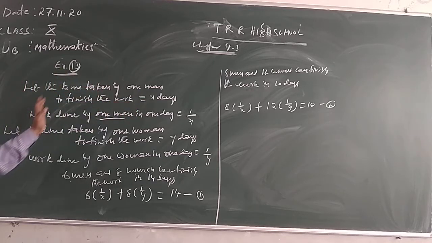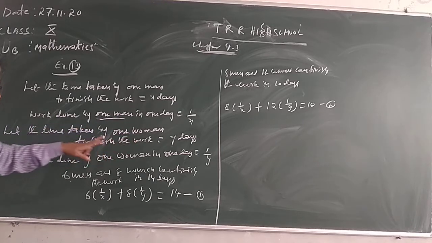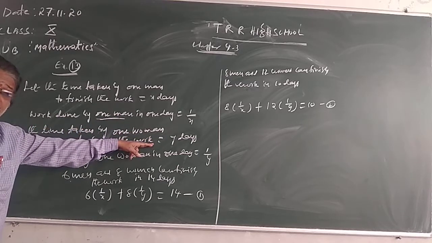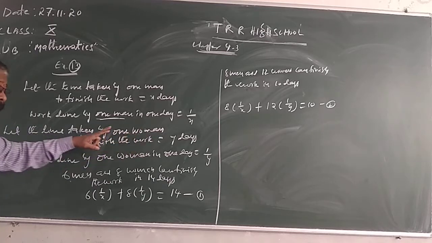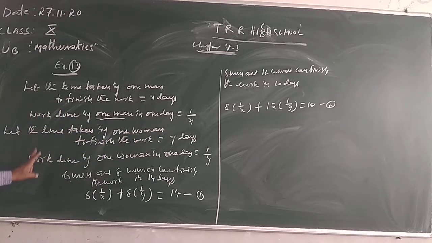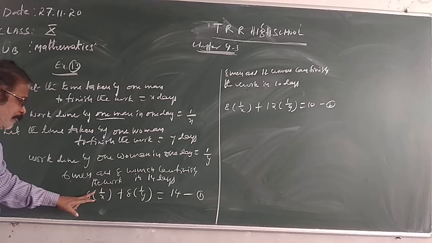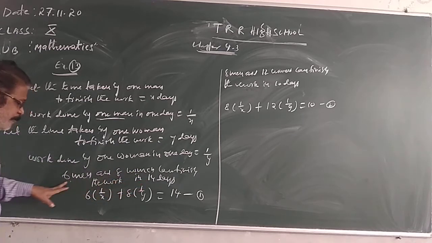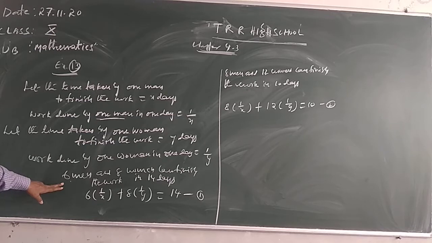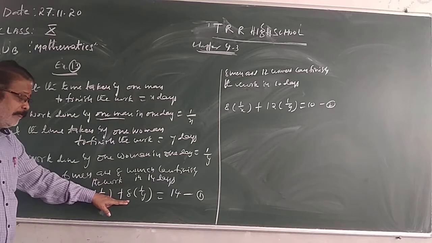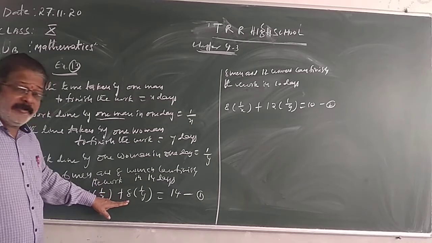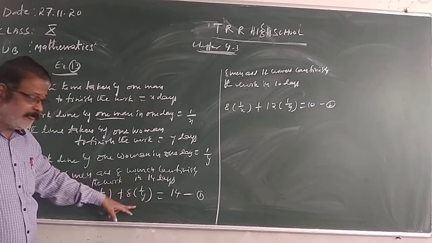The work done by 1 man in 1 day equals 1 by x. The time taken by 1 woman to finish the work is y days. The work done by 1 woman in 1 day equals 1 by y. 6 men and 8 women finish the work in 14 days. 6 men do 6 into 1 by x, and 8 women do 8 into 1 by y, equal to 14.